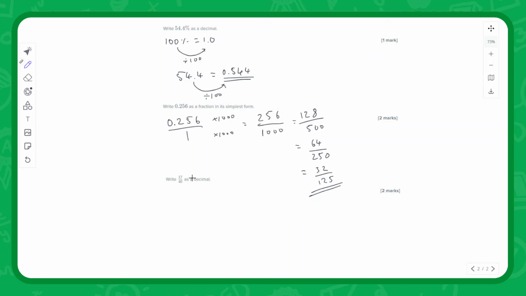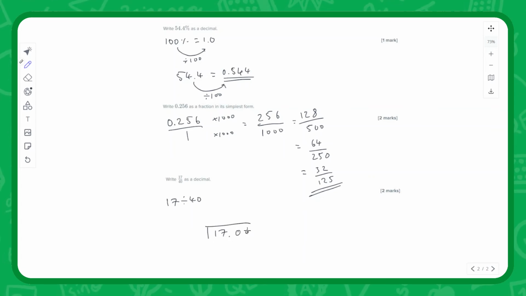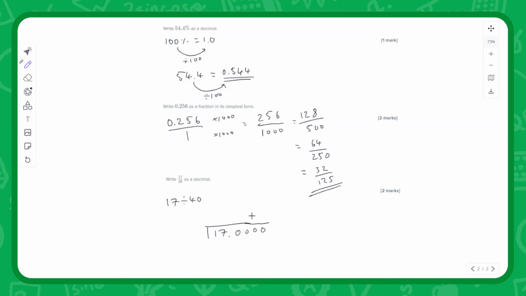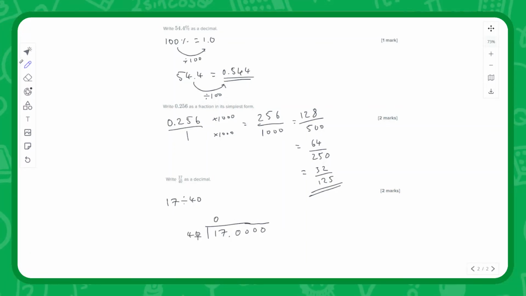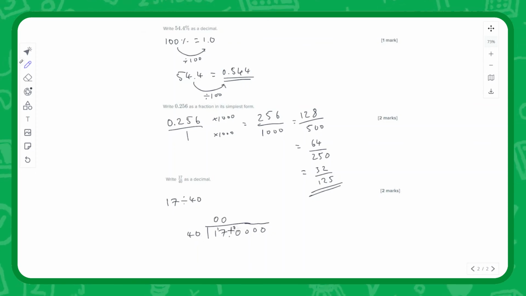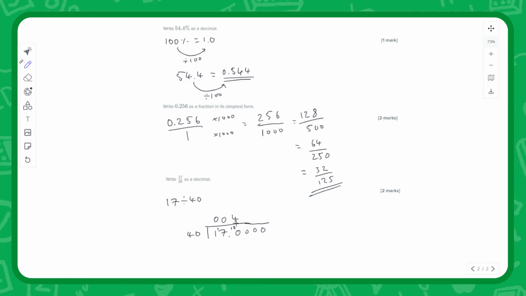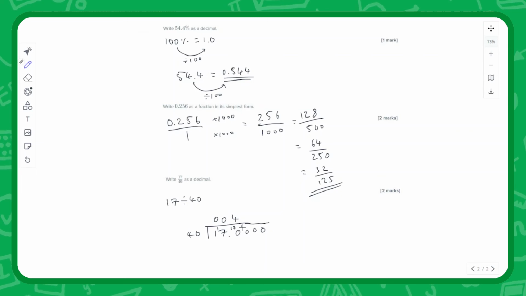Finally, 17 over 40 as a decimal. Well, just like we did before, if we think of this as 17 divided by 40, all we're doing here is the bus stop method, right? We've got the bus stop, we're doing 17.000, because we know we're going to probably need some decimal numbers, divided by 40. Well, 40 goes into 1, 0 times. It goes into 17, 0 times, so we carry the 17. It goes into 170, 4 times. Right, 4 times 40 gives me 160. I want 170, so I've got 10 left over.